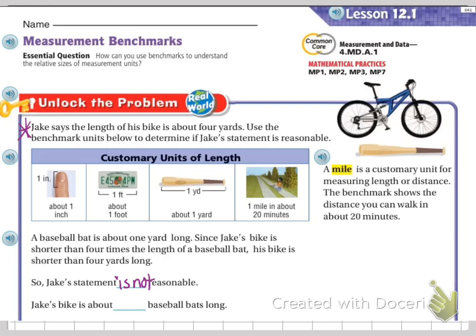There's no way that a regular bicycle can be 4 baseball bats long. That's just a really long bike. So if you picture a bike in your head, picture a baseball bat, lining them up from end to end, it could be about 2 bats. We can get more specific and say it's about 1.5 baseball bats long. So again, these aren't going to be very specific, but they should be a reasonable estimate of how long this bike should be or how long this distance should be.